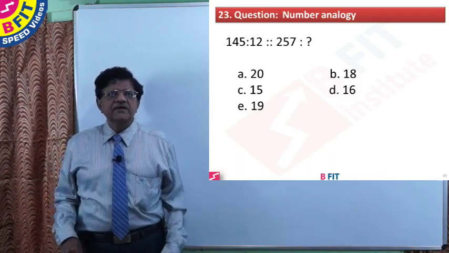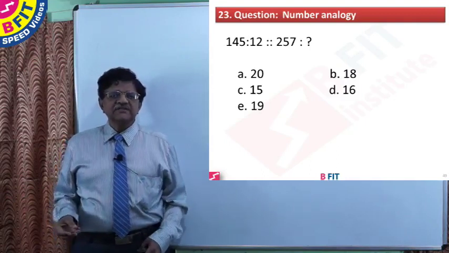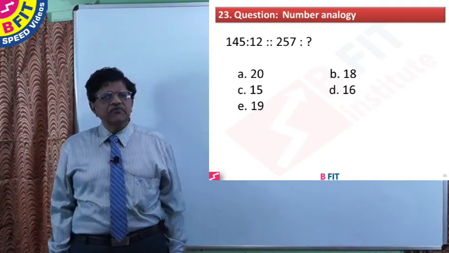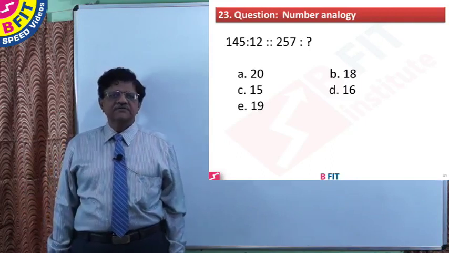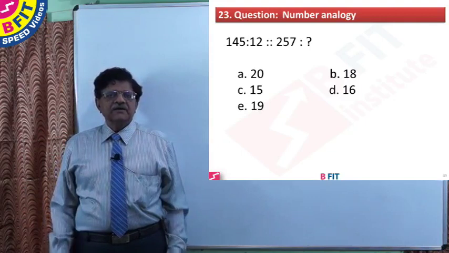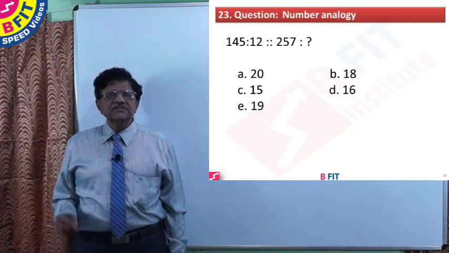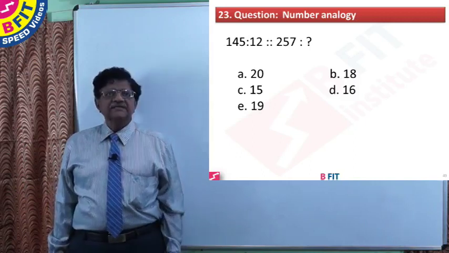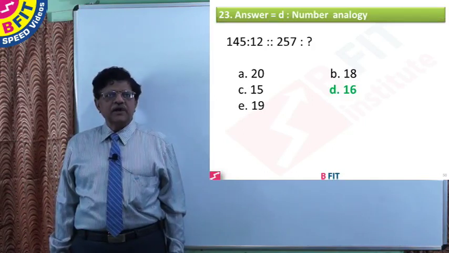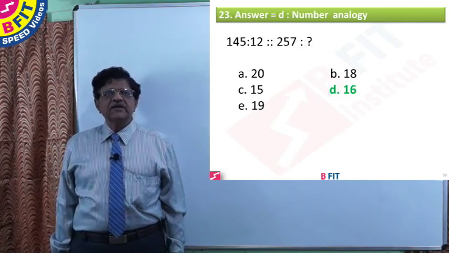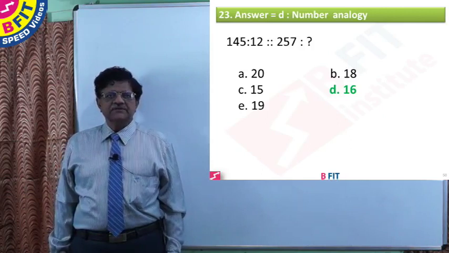In the same way, 257 is to what? What is the square of 16? 16 square, all of us know, is 256. So 256 plus 1 is 257. So coming to the second part of the question, it is 257 is to 16. So the answer is option D, 16. 145 is to 12 is the same as 257 is to 16. Now let us go to the next question.